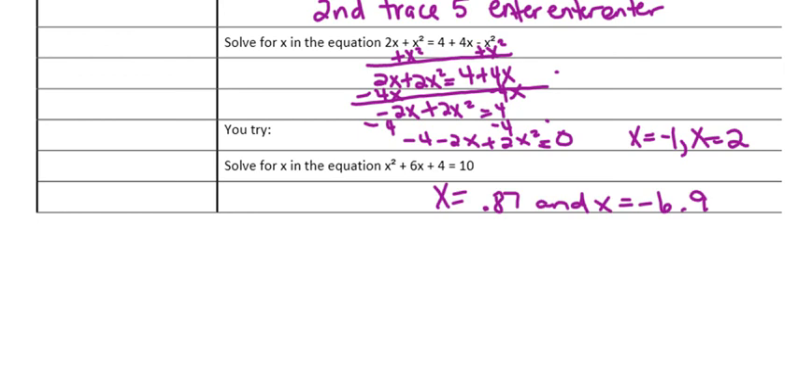I got x equals 0.87, or if you had put 0.9, that's fine. And x equals negative 6.9. If you didn't get this and you're not sure why, go ahead and raise your hand and I'll be happy to help you.